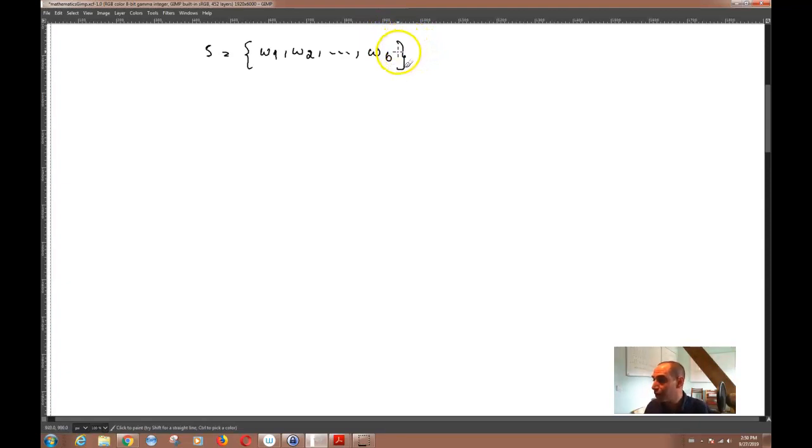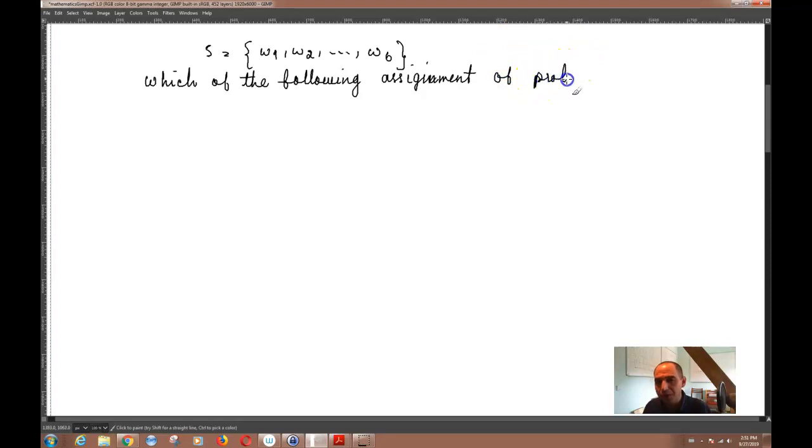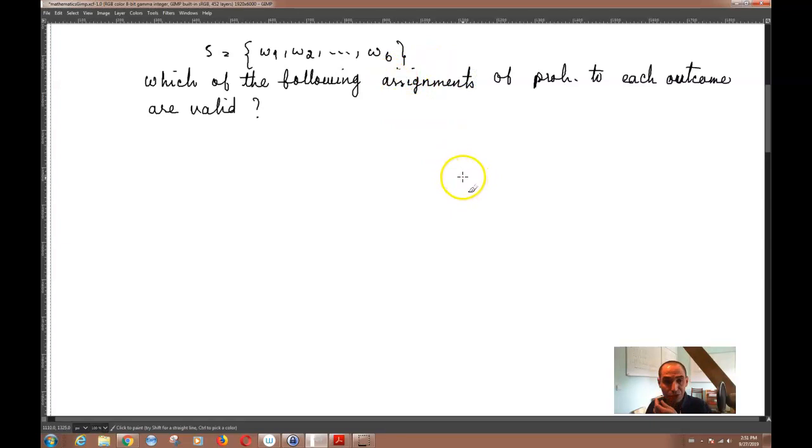Which of the following assignments of probabilities to each outcome are valid?